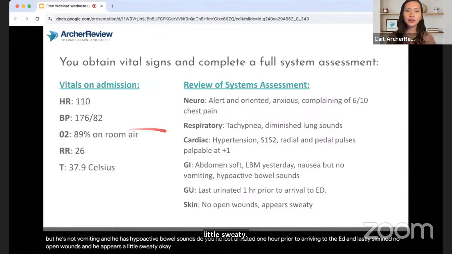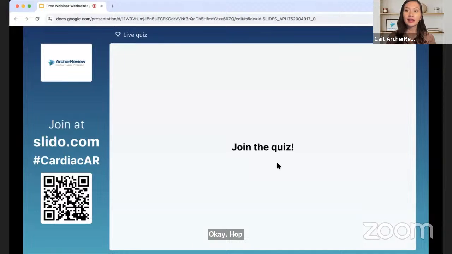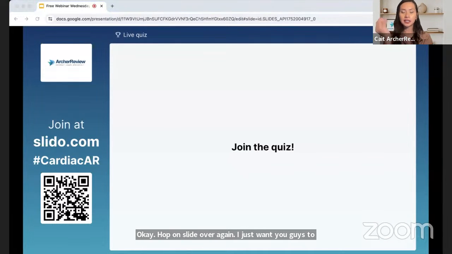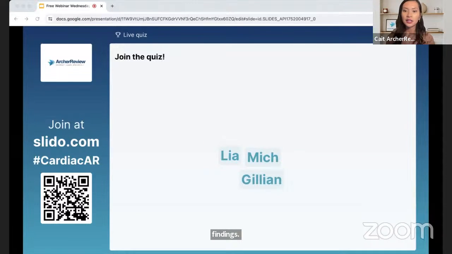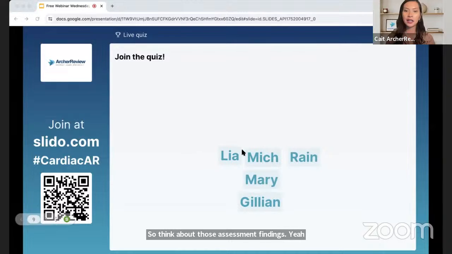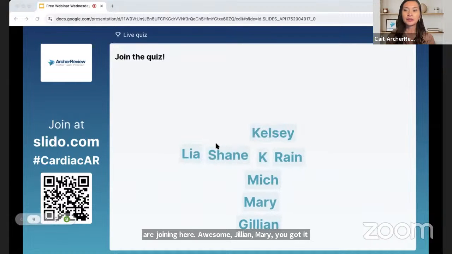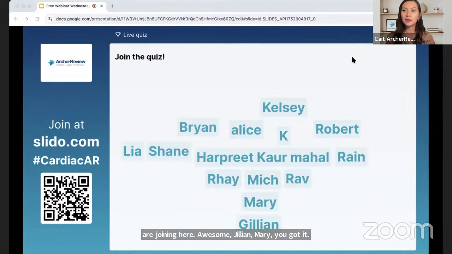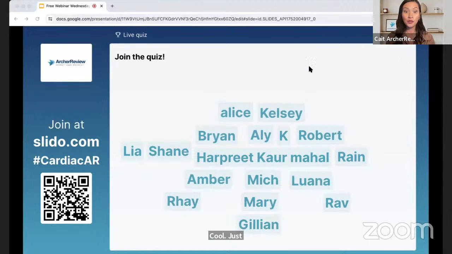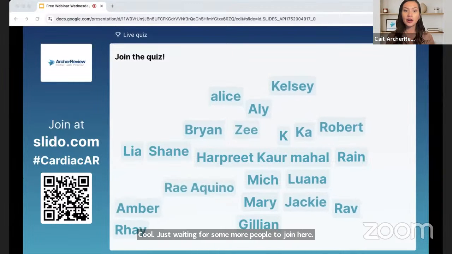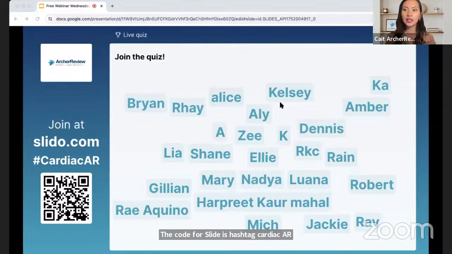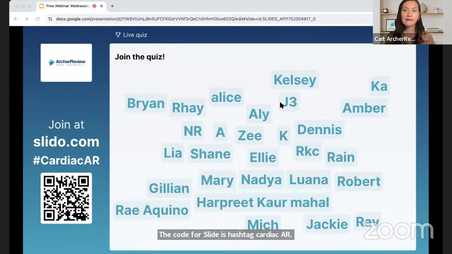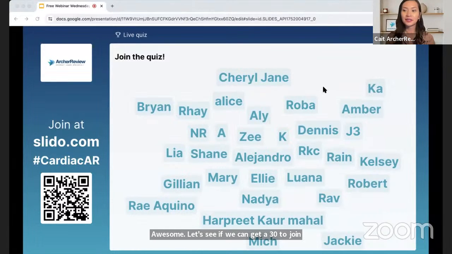Okay. Hop on Slido again. I just want you guys to join. We're going to do a quiz based on those assessment findings. So think about those assessment findings. Yep, you guys are joining here. Awesome. Jillian, Mary, Rain, you got it. Cool. Just waiting for some more people to join here. The code for Slido is #cardiac_AR. Awesome. Let's see if we can get 30 to join. Great. Okay.